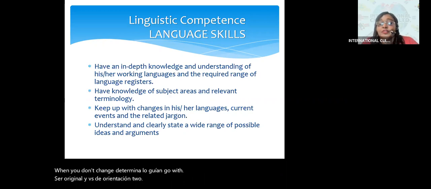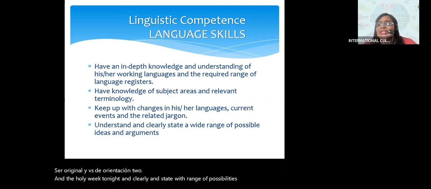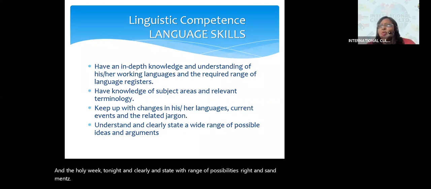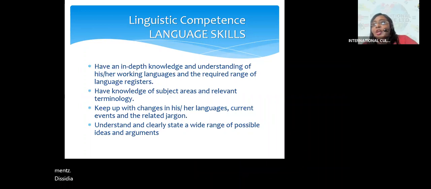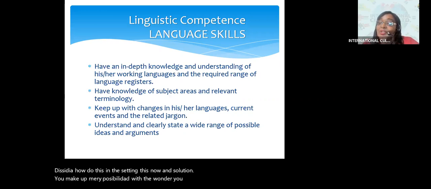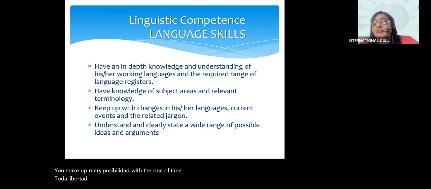And finally, we have to understand clearly and state a wide range of possibilities, right? When it comes to ideas and arguments, how do you solve this idea? How do you do this in this setting? There's not one solution. You may have many possibilities, but which one is the one that you have enough time to deliver? There was an issue at a conference.